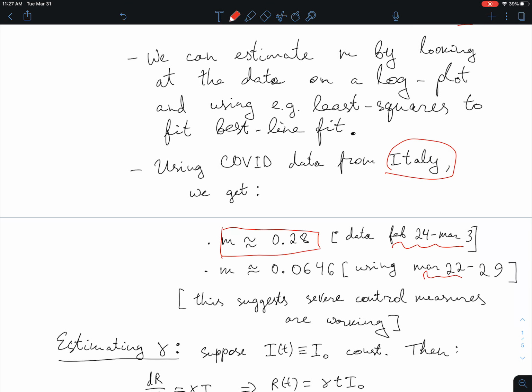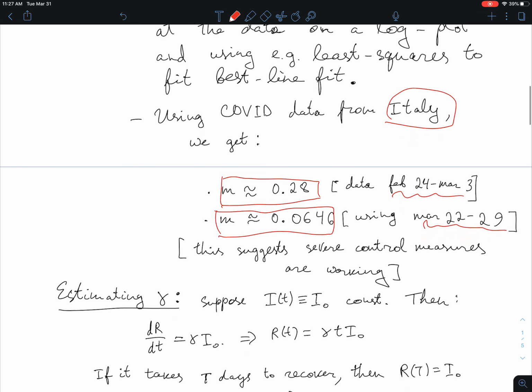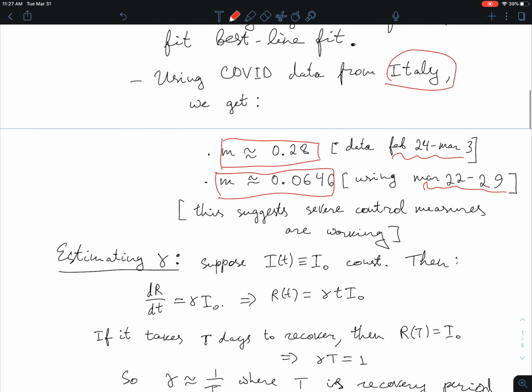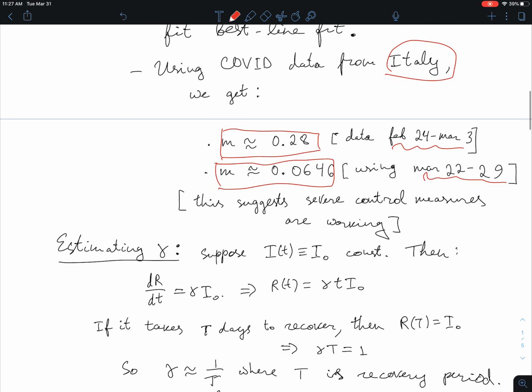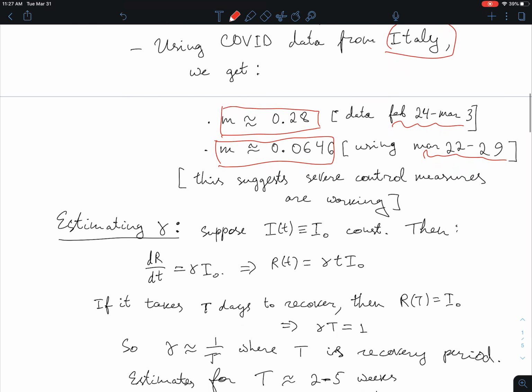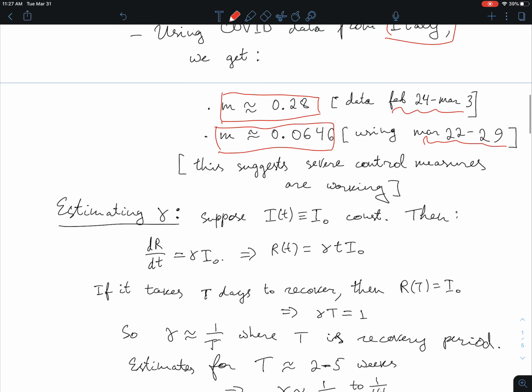At any rate, towards the end of March, where we are now, this growth has been significantly reduced, by something like at least fourfold. Okay. So the severe control measures are actually working, even though every day you still see the numbers in Italy going up. They're not going up nearly as rapidly as at the end of February.